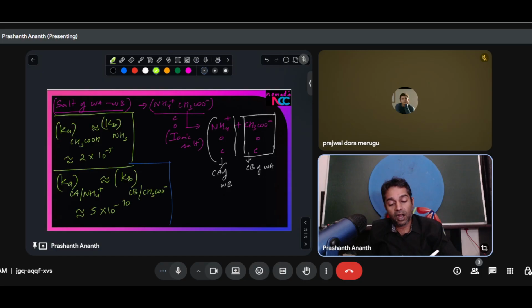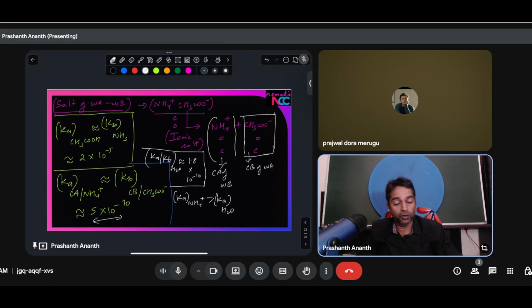What can I now start looking at as conclusions over here? I can now say Ka for my conjugate acid, Ka for the ammonium ion, is greater than Ka of water. Correct? Because it's 5 into 10 power minus 10. Ka, or Kb, for water, what did we get that as? We got that value as 1.8 into 10 power minus 16. You remember that value? We just did that in one of the previous derivations today. So it worked out as 1.8 into 10 power minus 16 over there.